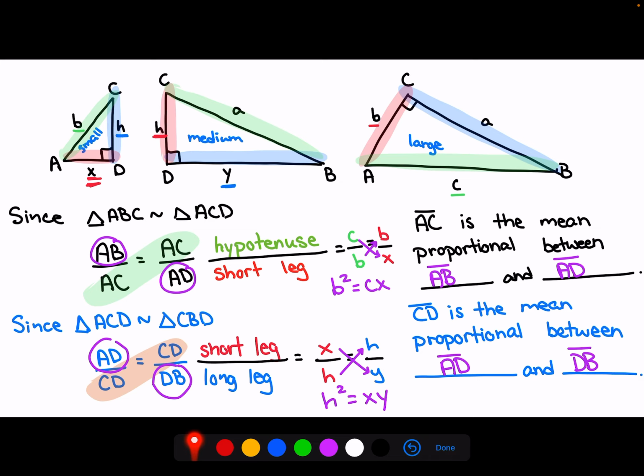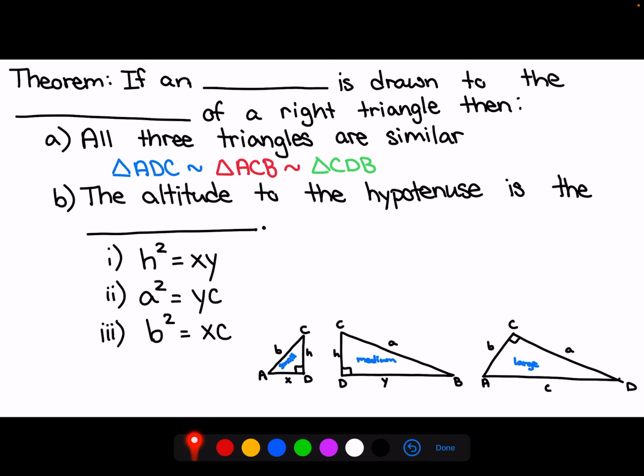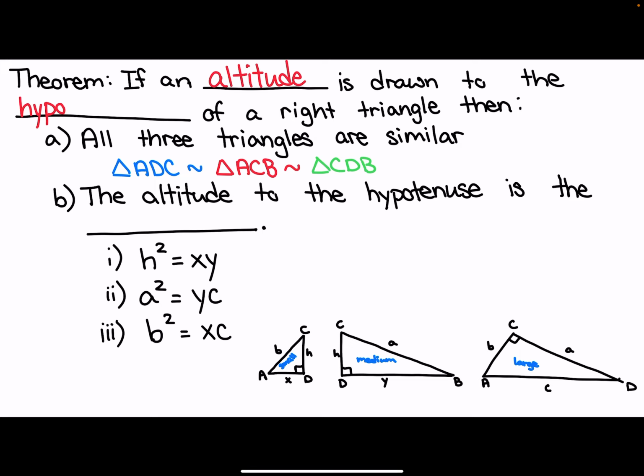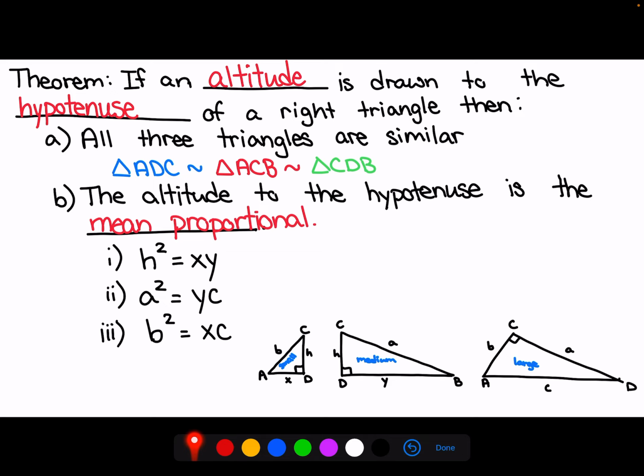All right, let's go ahead and move into our theorem. The theorem for this is if an altitude is drawn to the hypotenuse of a right triangle, then two things occur. First of all, three triangles, the small, medium, and large, will all be similar to each other, not congruent, but similar. And further, the altitude to the hypotenuse is the mean proportional, meaning it's the geometric mean.